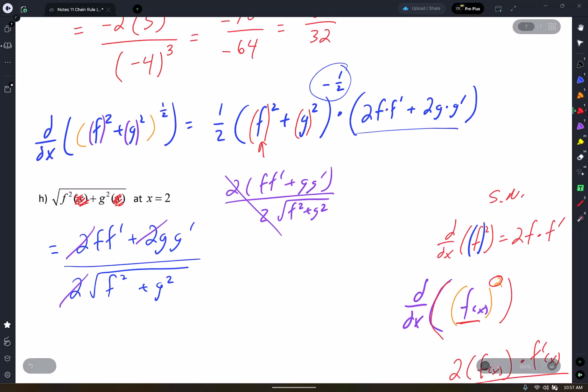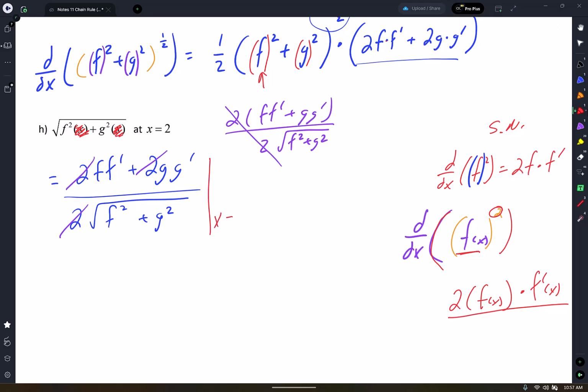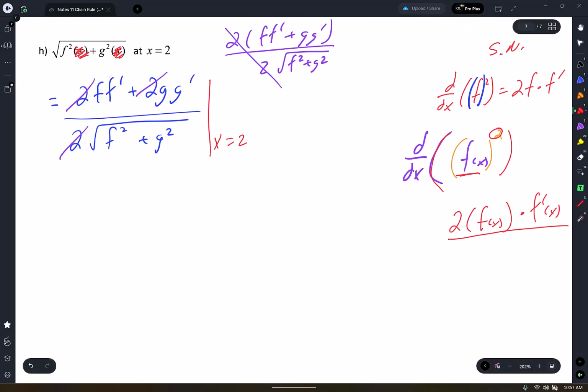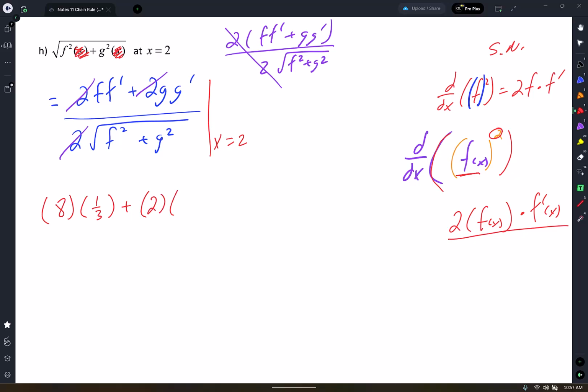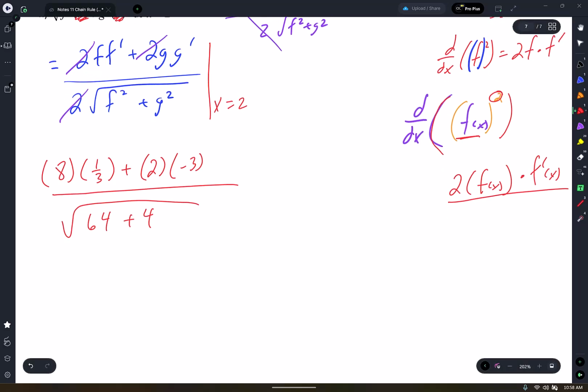We got it, guys? All right, here we go. I'm going to evaluate this at x equals 2. Can we take the square root or no? Yeah, well, eventually. We'll see if we can. What's f of 2, guys? 8. What's f prime of 2? 1/3. Plus, what's g of 2? 2. What's g prime of 2? All over the square root. Let's see, f squared was 8, so 64, plus g squared was 2, so plus 4. Yay or nay?